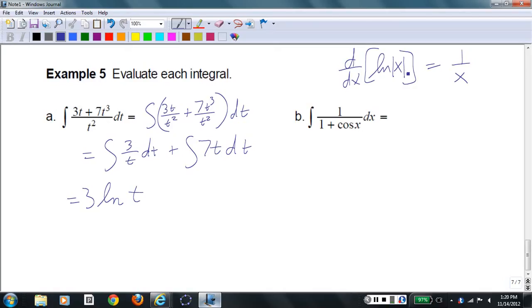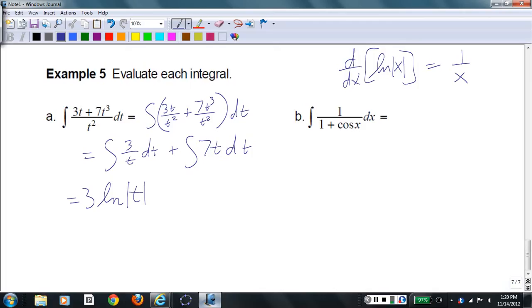It works on an interval where x is positive. It also works on an interval where x is negative. For this antiderivative, we'd like to do it for as much of the domain of 3 over t as we can. We'd like it to apply when t is positive. We'd like it to apply when t is negative. So we put absolute value bars.